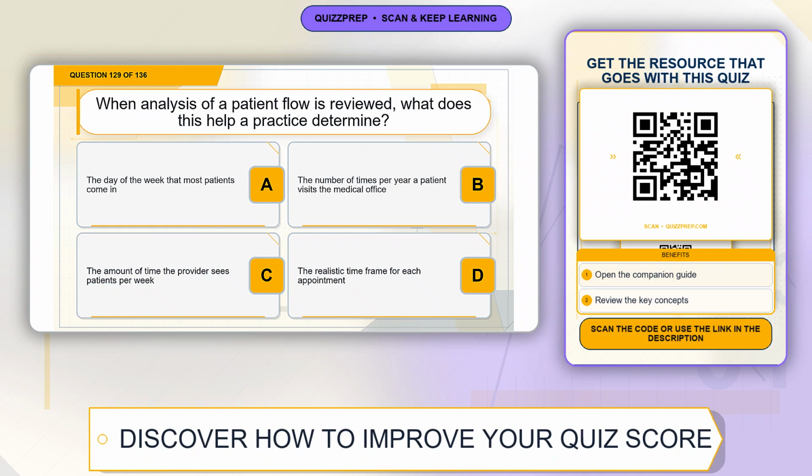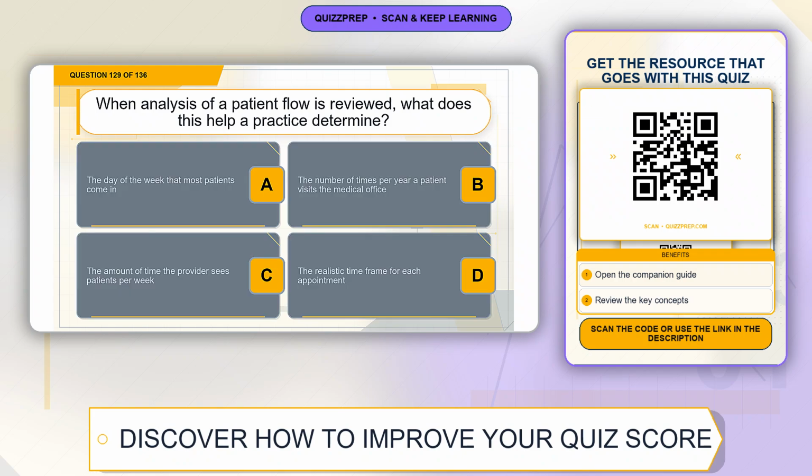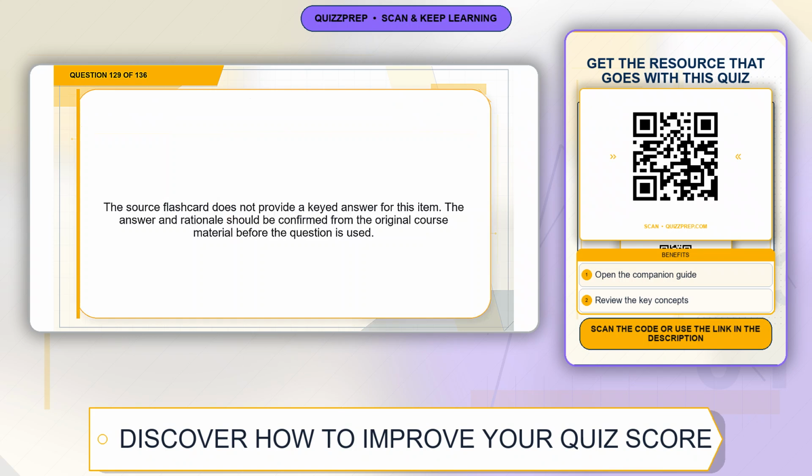Option A, the day of the week that most patients come in. Option B, the number of times per year a patient visits the medical office. Option C, the amount of time the provider sees patients per week. Option D, the realistic time frame for each appointment. The correct answer is now shown. Explanation. The source flashcard does not provide a keyed answer for this item. The answer and rationale should be confirmed from the original course material before the question is used.